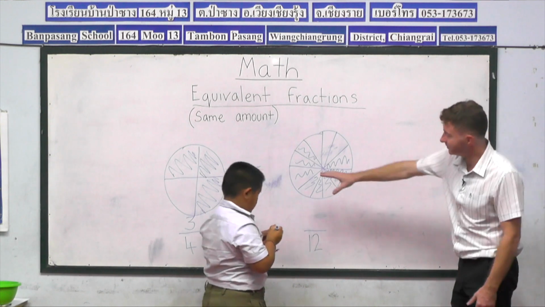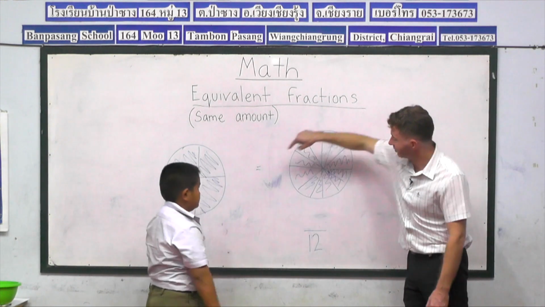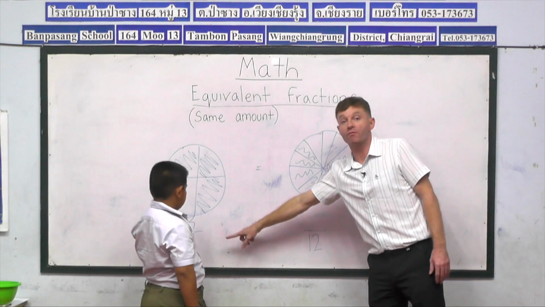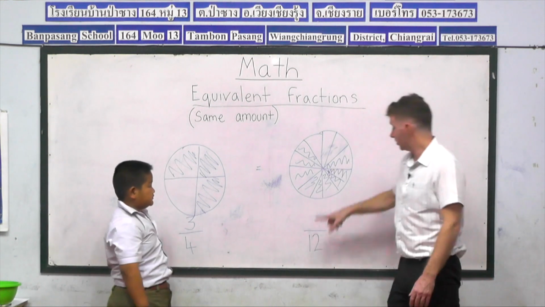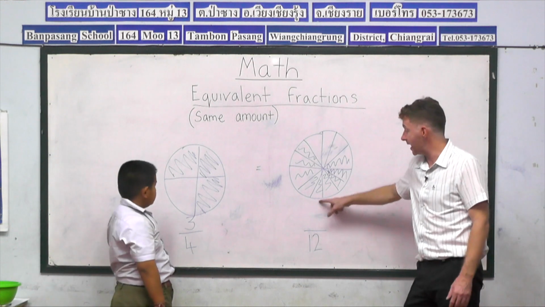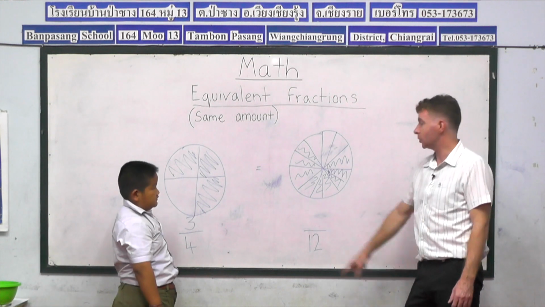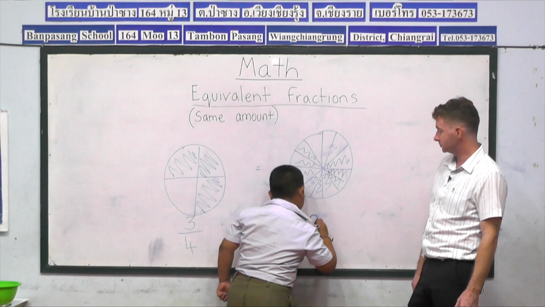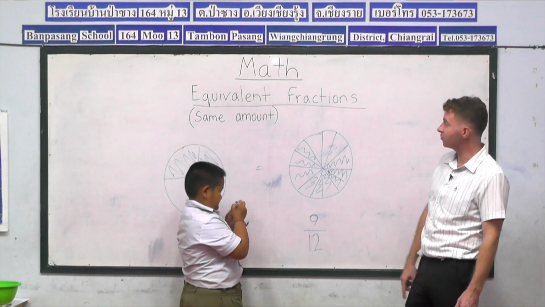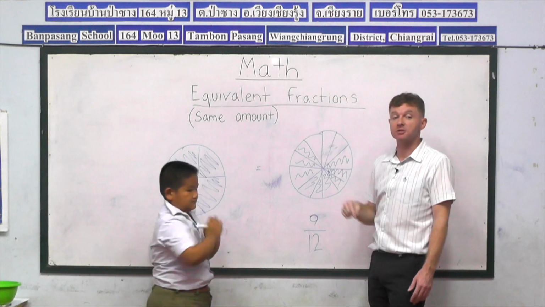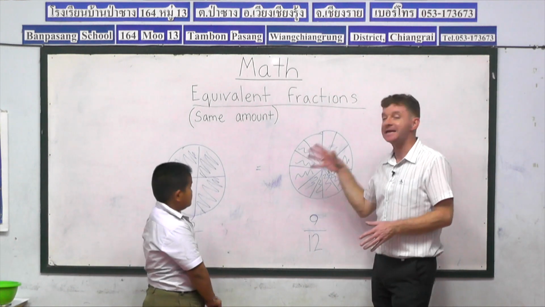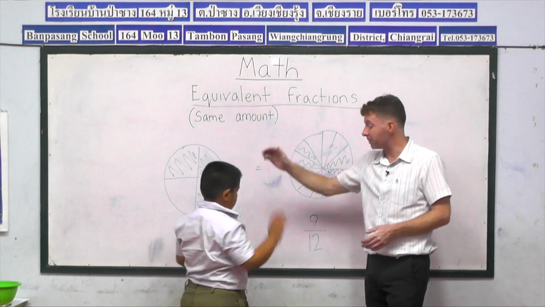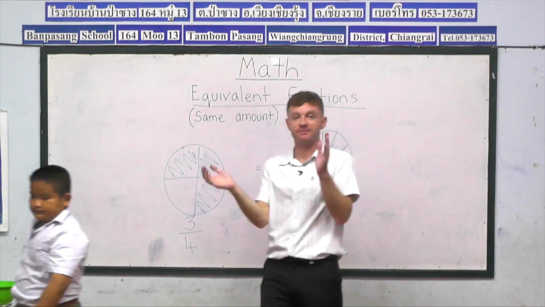Perfect. You can see that even though the different shades, they represent the same amount. 3 over 4. And then 9 over 12. You can write your 9 in there, Net. 9 over 12. Yes. Equivalent fractions, same amount. Net, that was brilliant. High five. Big round of applause for Net, please, guys.